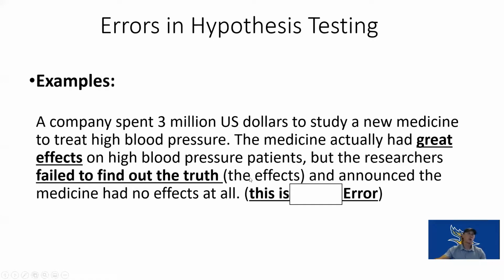Okay, let's go through another one. A company spent $3 million to study a new medicine to treat high blood pressure. The medicine actually had great effects on high blood pressure, but the researchers failed to find the truth. They didn't find the effect in the sample that they studied, and announced that the medicine had no effect because they didn't find it. Which type of error is this? If you said type 2, you'd be correct, because there is truth, but we failed to find it.